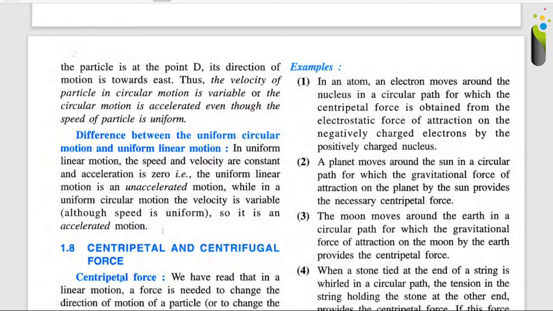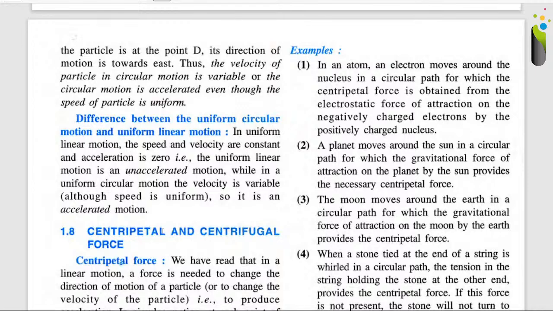Coming to the next, that is difference between the uniform circular motion and uniform linear motion. In uniform linear motion, the speed and velocity are constant and acceleration is zero. That is, the uniform linear motion is an unaccelerated motion, while in a uniform circular motion, the velocity is variable, although the speed is uniform. So it is an accelerated motion.